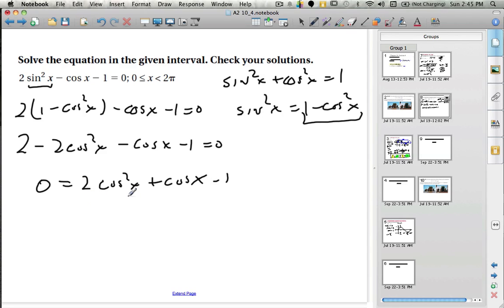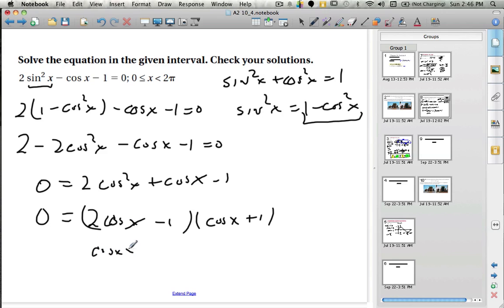If I have 2 cosine x minus 1 times cosine x plus 1, I'll have positive 2 cosine x minus 1 cosine x, that'll give me the positive 1, equal to 0. So I could have cosine of x is equal to negative 1 by setting this to be equal to 0, or by setting this to be equal to 0, cosine x equals 1/2.